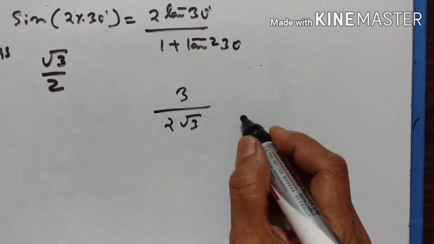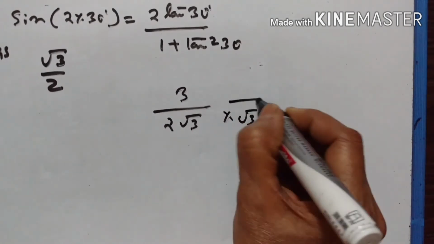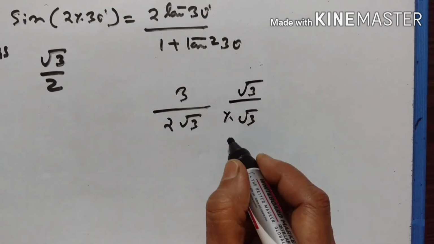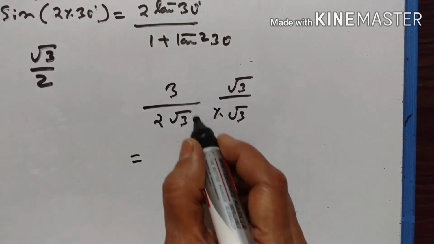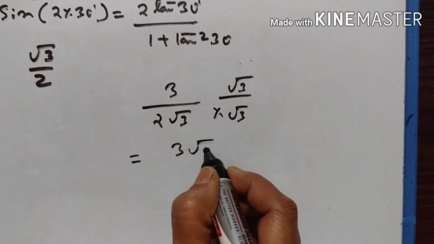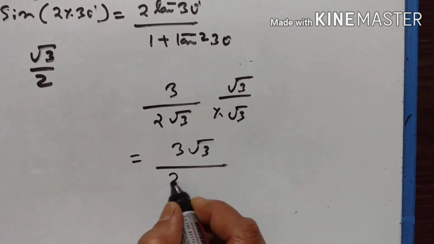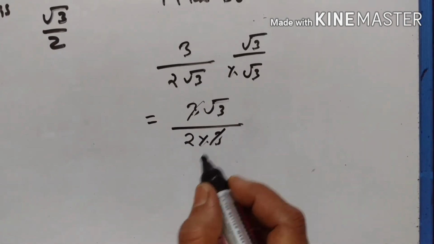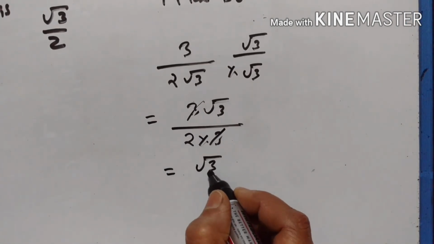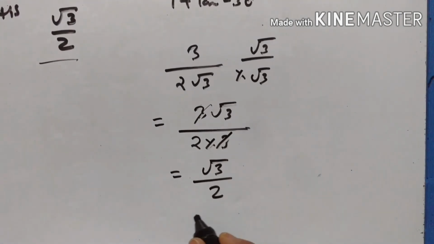Let us rationalize the denominator. Multiply by square root of 3 upon square root of 3. So this became 3 square root of 3 upon 2 into square root of 3 into square root of 3, which is 3. 2 into 3. 3 goes off, square root of 3 upon 2 remains. LHS is equal to RHS.